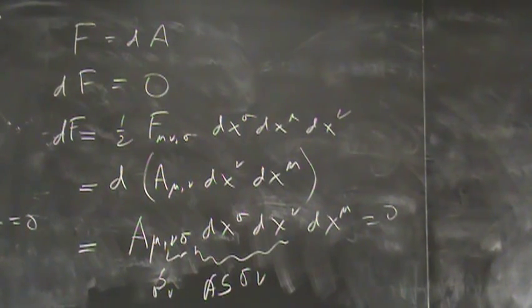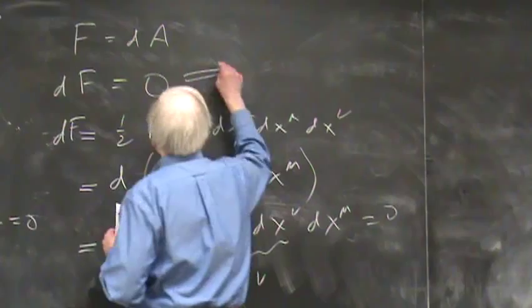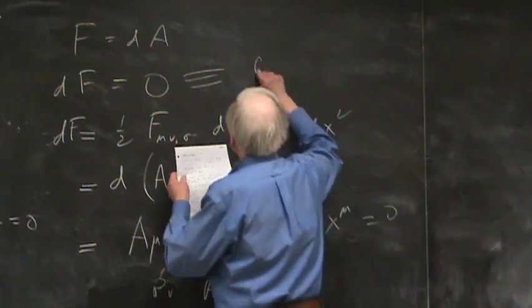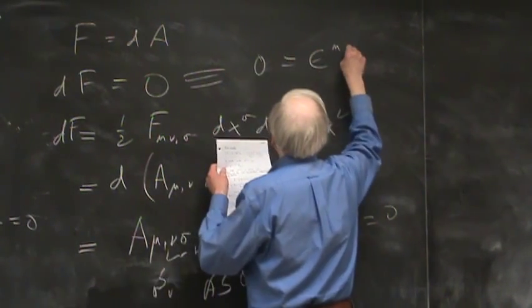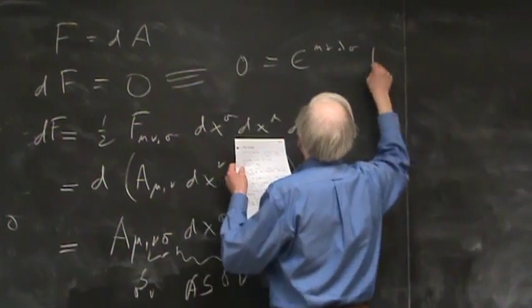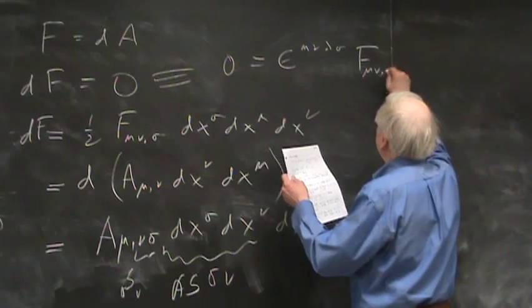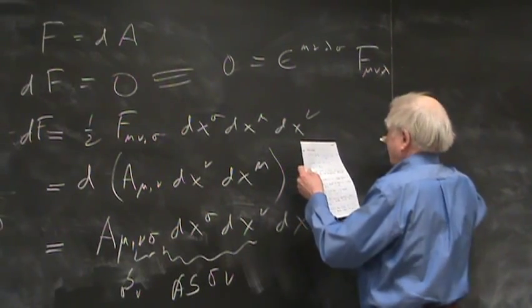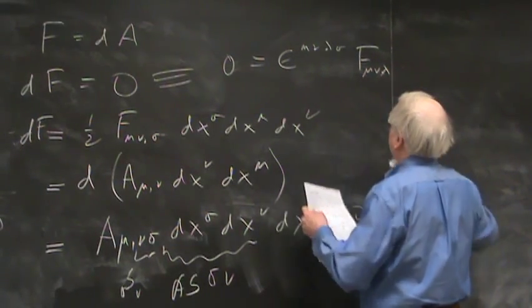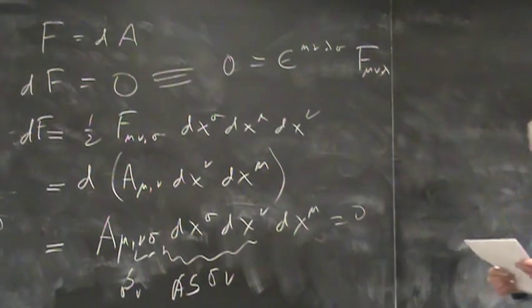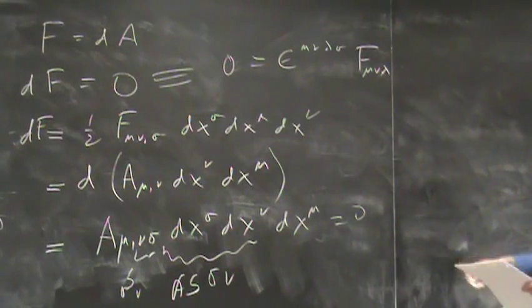This thing is written in various ways. This expression is the same thing as 0 equals epsilon mu nu lambda sigma f mu nu comma lambda, say. You write it differently.